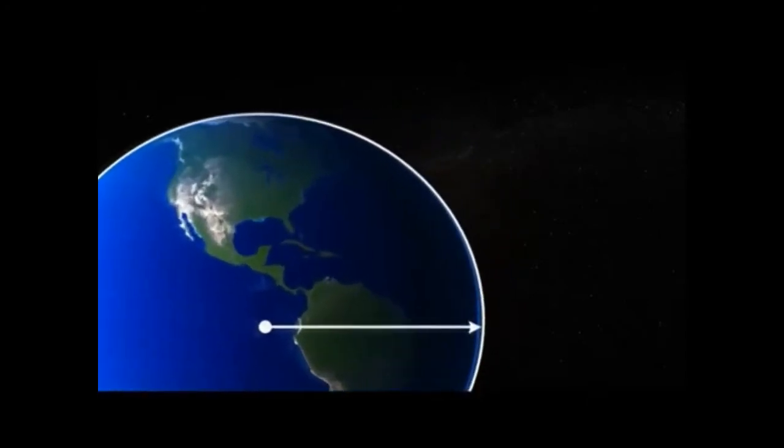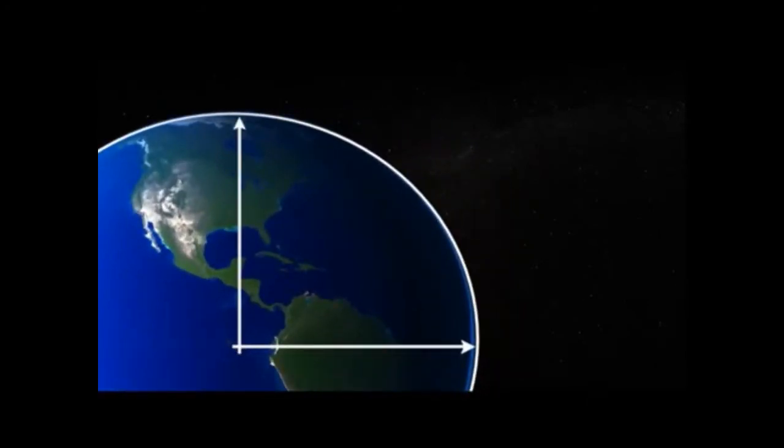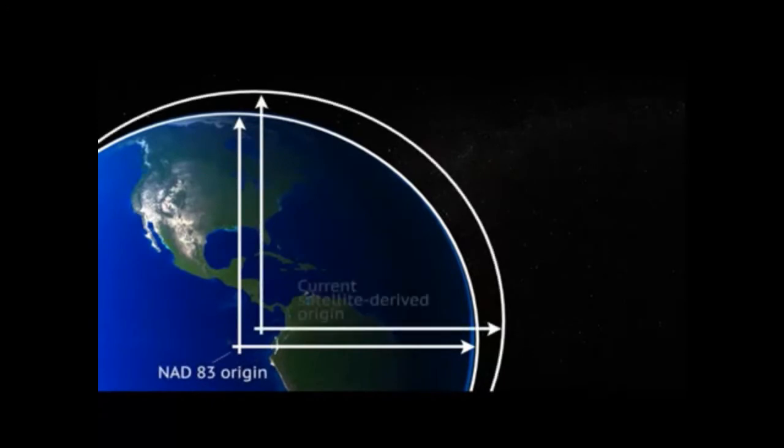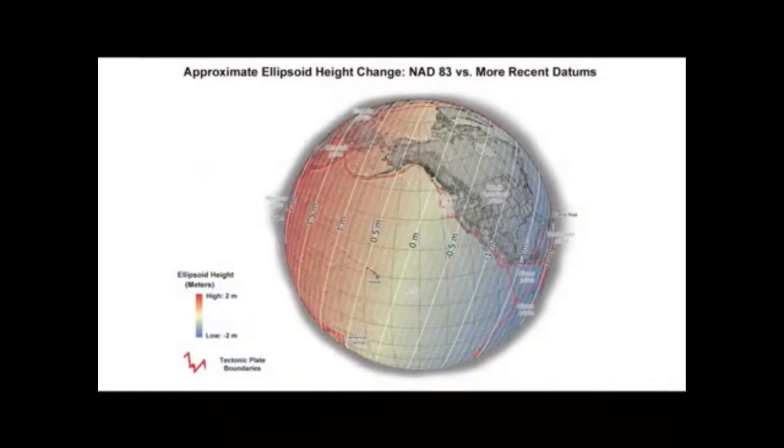With the help of more recent satellite-based observations, we now know that NAD83 is misaligned to the most modern definitions of latitude and longitude by over 2 meters. Our ability to detect this misalignment comes from the current, more accurate understanding of the true center of the Earth. This offset causes many inconsistencies in mapping products referenced to NAD83 versus the datum based on the true center of the Earth.